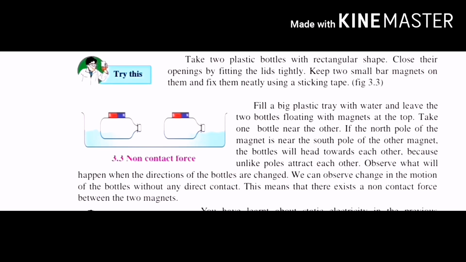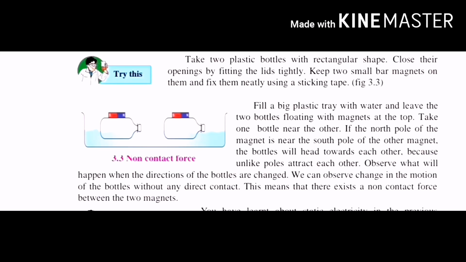You can definitely do it at home. So students, first take two magnets, and in a tub they have taken water and two bottles. They are tightly packed, and on the surface of each bottle two magnets are kept. Now students, take one bottle near the other.